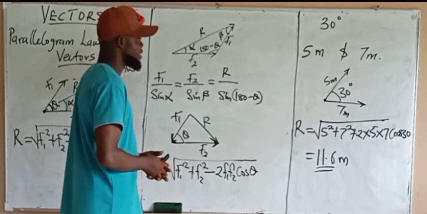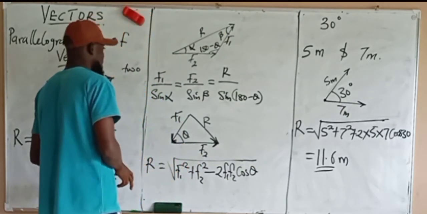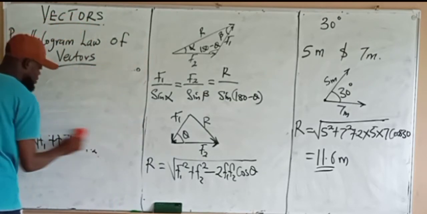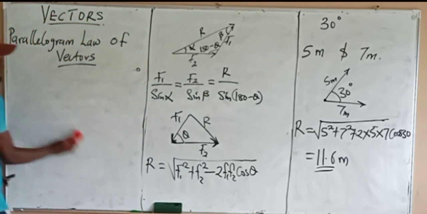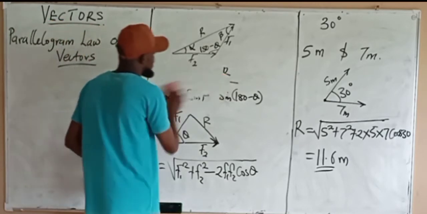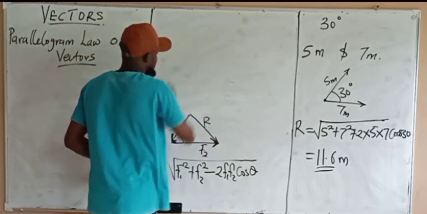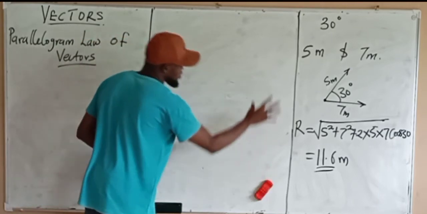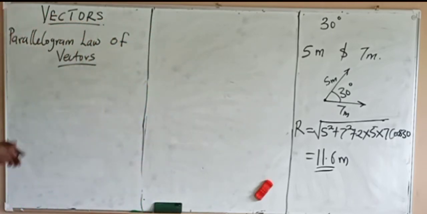And the result of both of them. So let's look at another question. Vectors are not actually that difficult. Although you can also be asked to look for the direction of the resultant, we are not looking at that now. I will just try to calculate the magnitude of the resultant. So let's see question 2.